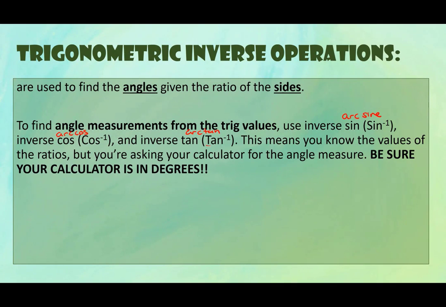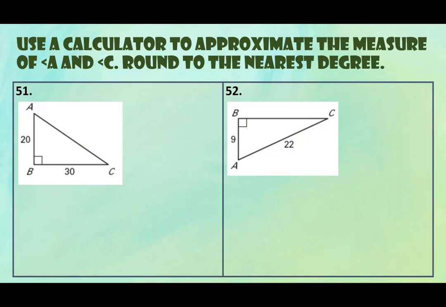And you'll actually find all of these little keys right above where your sine, cosine, and tangent buttons are on your calculator. On most calculators, you have to press the second button, which should be in the top left-hand corner of your calculator. And again, because we're looking for angle measurements right now in degrees, we need to make sure your calculator is also in degrees.